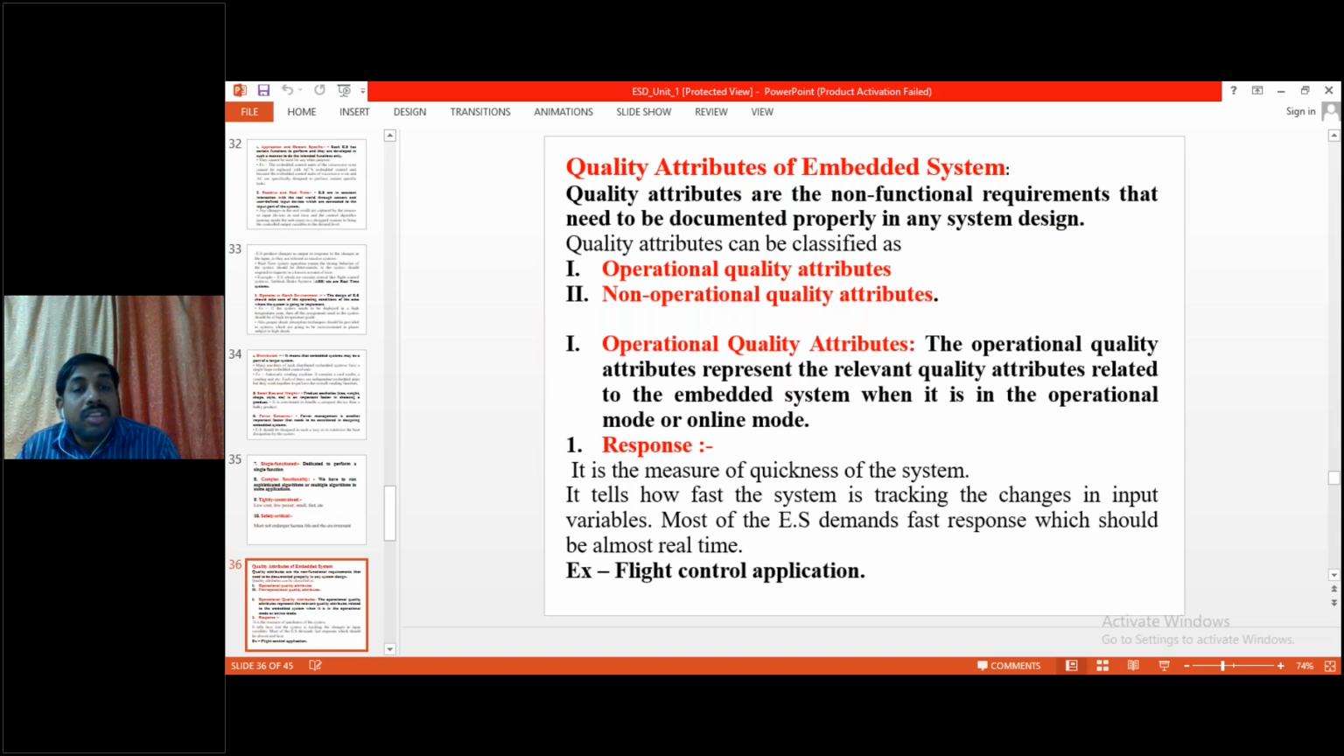One attribute is response: how your embedded system is responding, how fast it is responding to changes, and how fast it is giving the result in real time. Like a flight control system, if it is tracking the changes in the input variables, measuring them and giving the response fast, then we prefer such systems. So the flight control system's quality attribute is response.